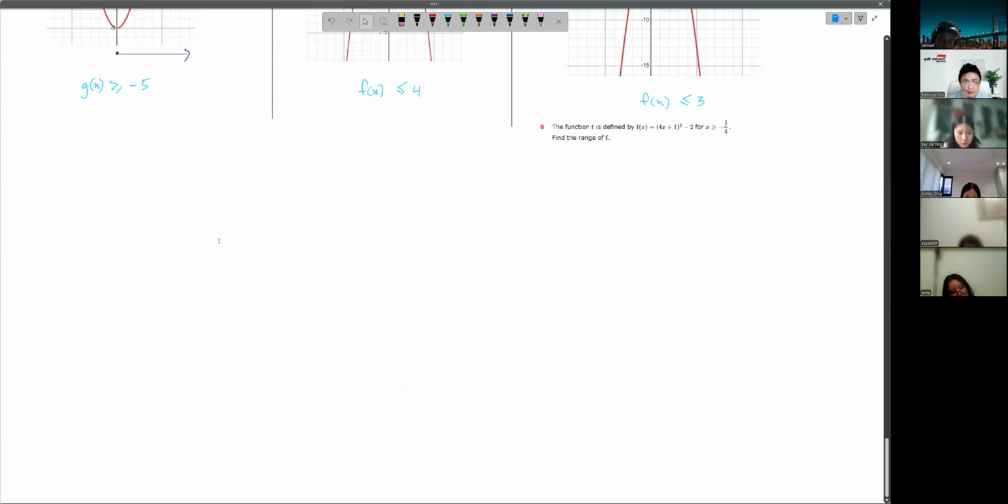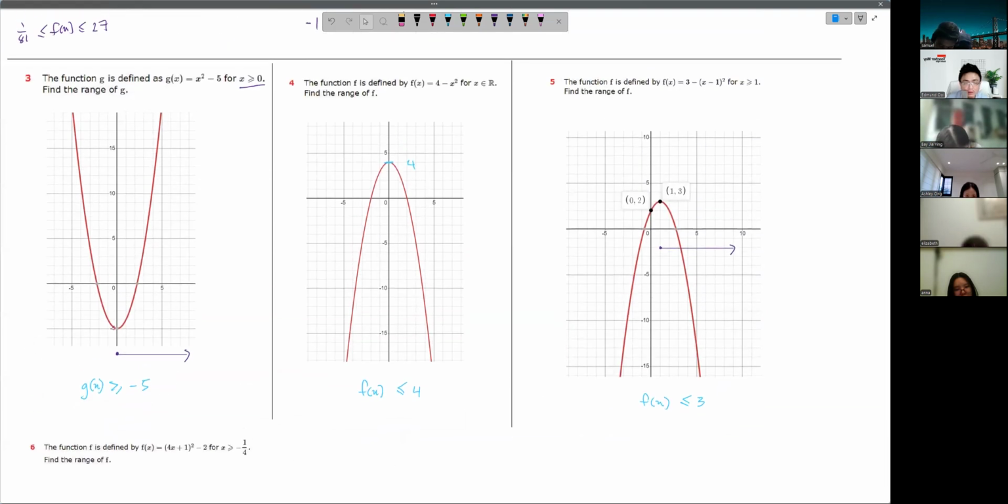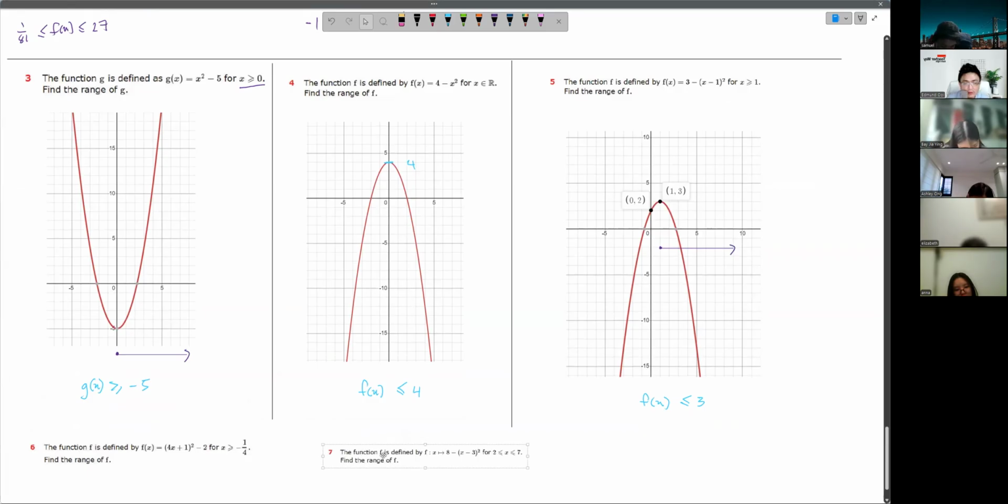You can try the other 3 questions, 6, 7, and 8. In Desmos, you can tap here. There's a point here. You can tap and it will tell you what this point is. When you see a dot like this, you can tap it.